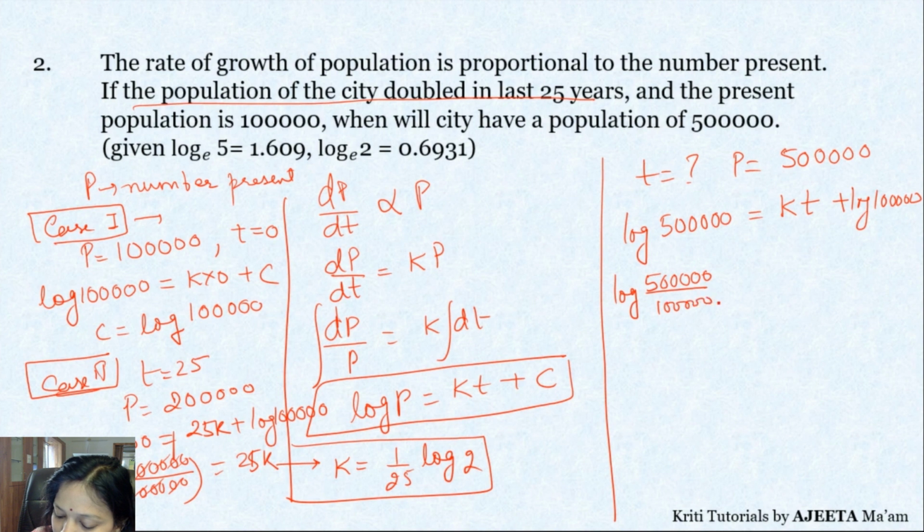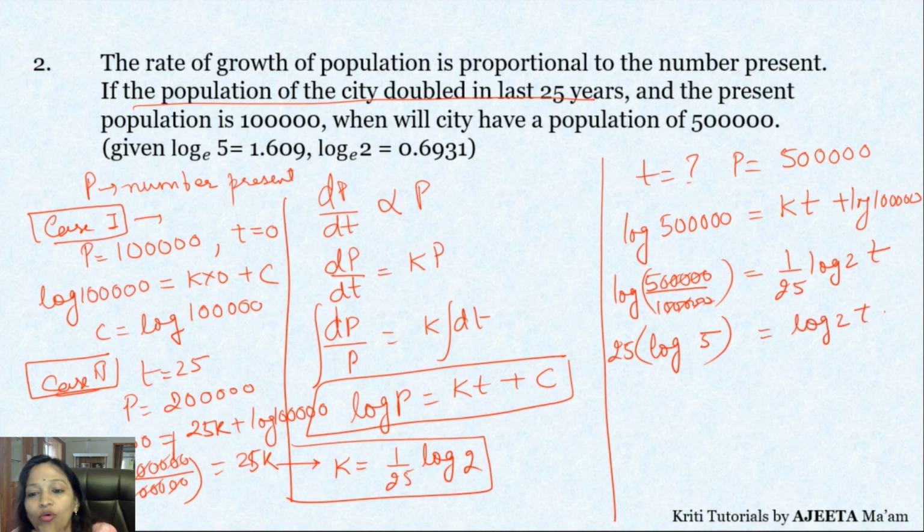Same property we are using everywhere. If you practice 4-5 questions also, you will learn the steps. It's like that. What is K? K is 1 by 25 log 2, times t. So what will you get now? Log 5, 25 we can take it here, is equal to log 2 times t. Right? Now what is given? Here values are given to you. So now we have to use these values to find the particular value of t. We can't leave the answer in log 5 and log 2.